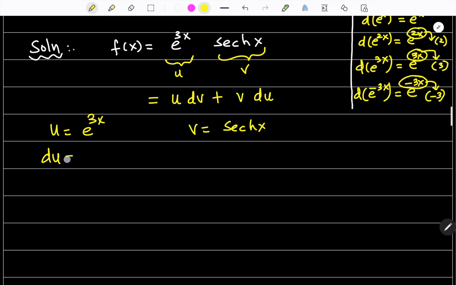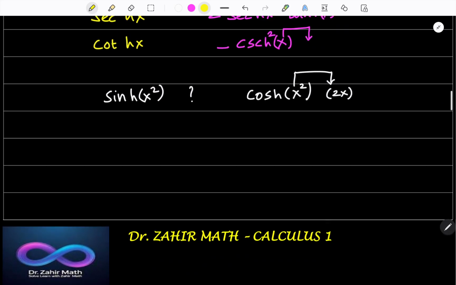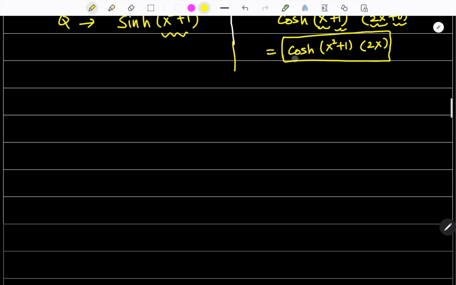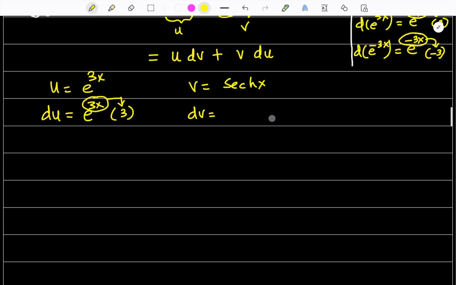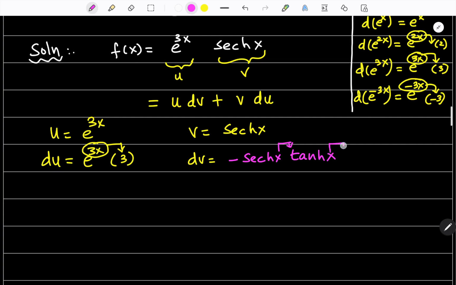Now I'm going to take the derivative du. What is the derivative of e power 3x? E power 3x times 3. Why? The derivative of 3x is 3. What is the derivative of secant hyperbolic x? Let me go slowly. The derivative of secant hyperbolic x is minus secant hyperbolic x tan hyperbolic x. Here it is x only, so you should take the derivative only one time, not two times.